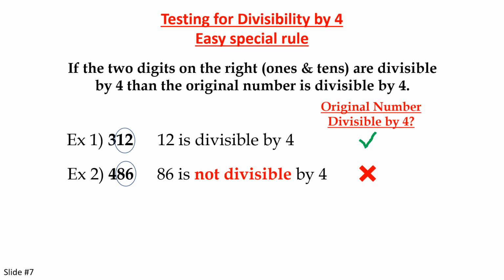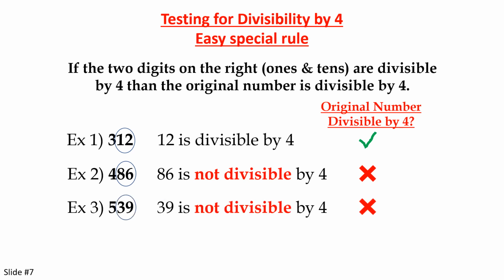If you're having difficulty looking at 2 digits and finding out if it's divisible by 4, divide it by 2 twice. So half of 86 is 43. It's not even. I can't do it again. 539. So I look at the 39. 39 is not divisible by 4. So 539 is not divisible by 4.